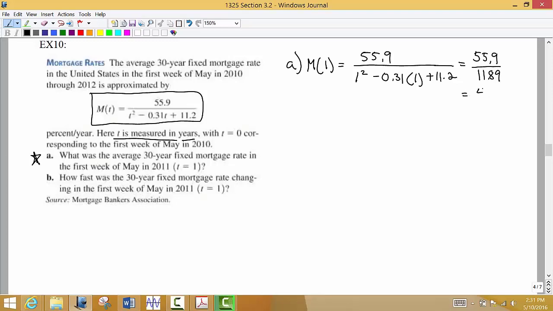And I get about 4.7% when I put that into the calculator. So the fixed mortgage rate in 2011 was 4.7%. We want to know how the mortgage rate was changing during that particular time as well. So if I want to know how fast the mortgage rate was changing, was it going up? Was it going down? Was it going up by a lot, up by a little? How quickly? How fast was it changing?